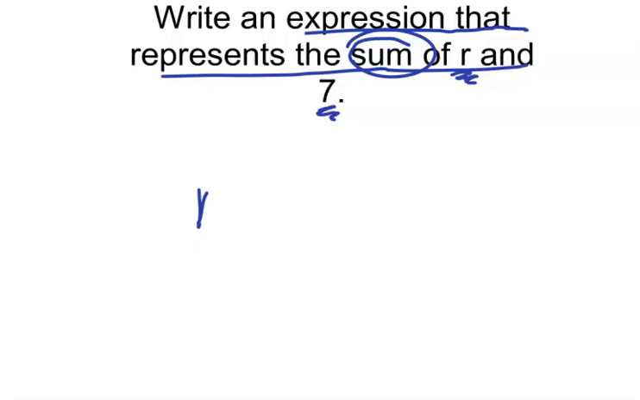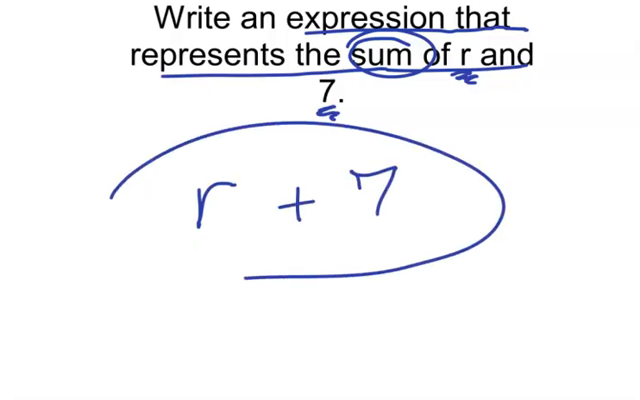Write an expression that represents the sum, okay, here's our key word, sum of R and 7. Sum means we're doing what math? Yes, addition. So representing the sum of R and 7, all you have to do is R plus 7. There it is. That is an expression that represents the sum of R and 7. All right, let's do the next one.